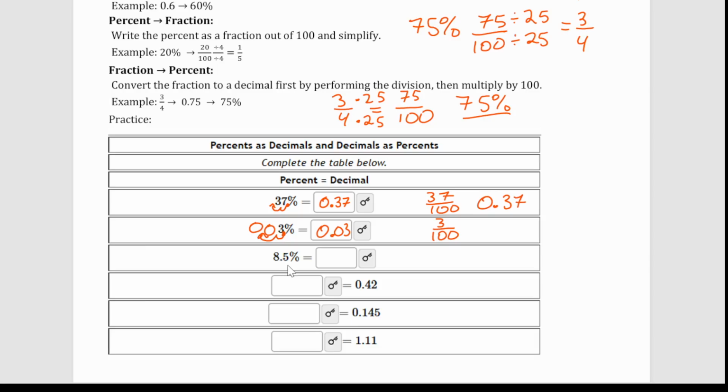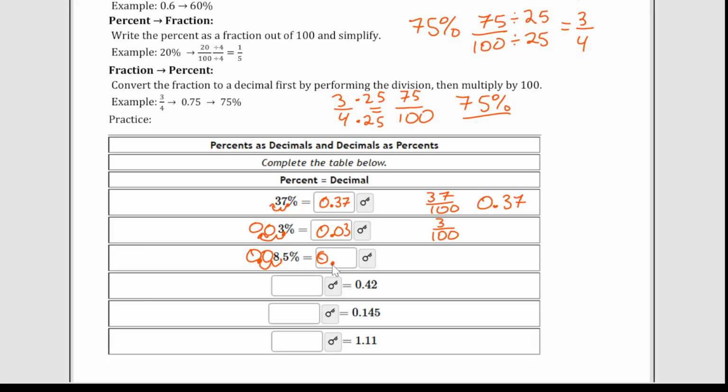Similarly, if I have 8.5%, I can do the same sort of thing. Move that over 2 places. And then I would get... I actually messed up doing that 2 places. Be very, very careful about how you're drawing that. Move that over 2 places, 0.085. Similarly, if you were to do 8.5 divided by 100, you would get the same thing.